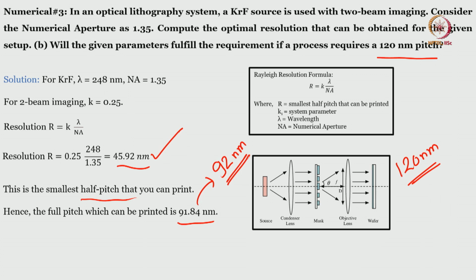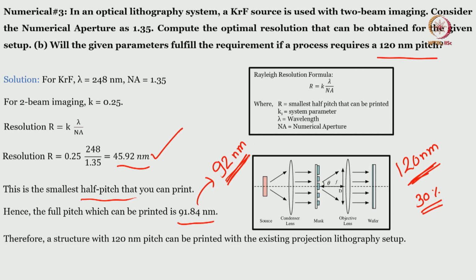But when I say greater than 92, it is better to keep a little bit of gap. That is why this gap is good enough. If I say 92, 120 is almost 30% more than 92, so this gap is adequate enough to proceed with the patterning. So yes, a structure with 120 nanometer pitch can be printed with the projection setup. This is a very simple, small example when it comes to lithography or resolution, but the agenda was to make you realize how final structures will be designed based on known things in lithography optics.